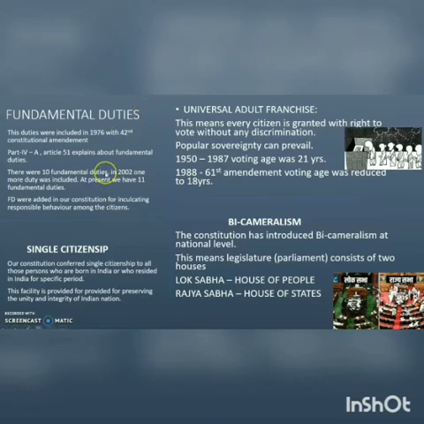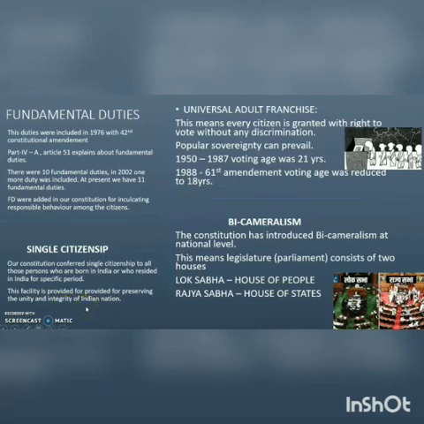Of course, we study this in the coming chapter. Next one is single citizenship. Our Constitution provided the citizens a single citizenship. Now, why has it provided a single citizenship? The reason is very clear. The single citizenship is provided for preserving the unity and integrity of the nation.